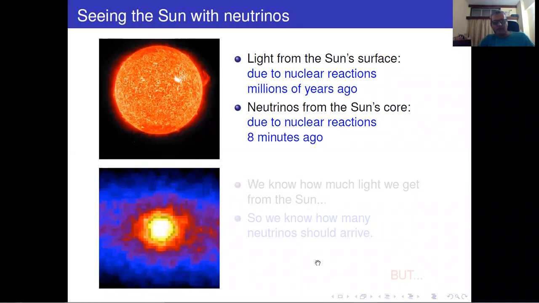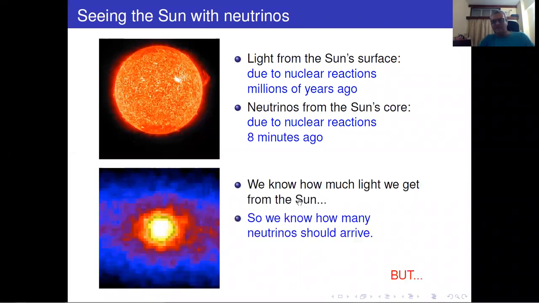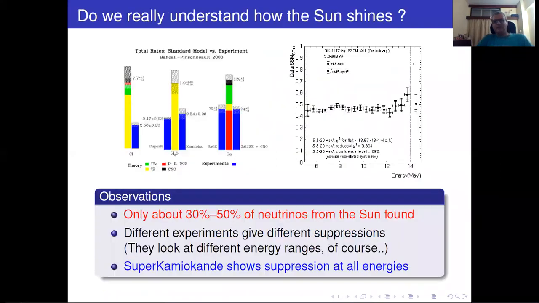Now, we of course know how much light we get from the sun. So we should know how many neutrinos should come from the sun. It's a simple calculation, and you could do it at the back of the room. And if those match, then we would know that we have understood perfectly how the sun shines. However, that did not happen.